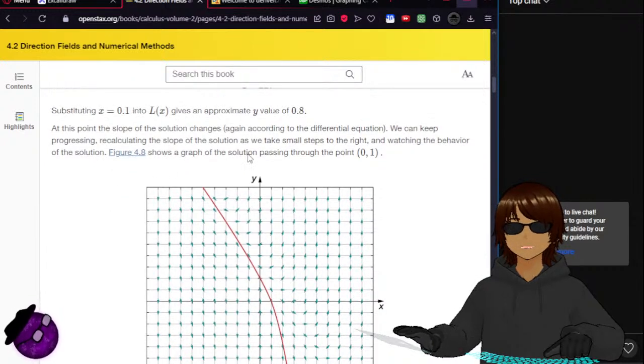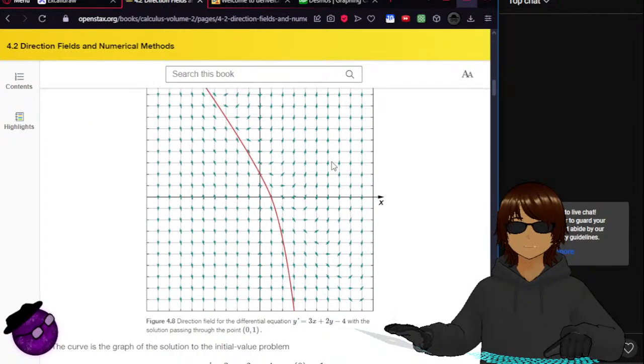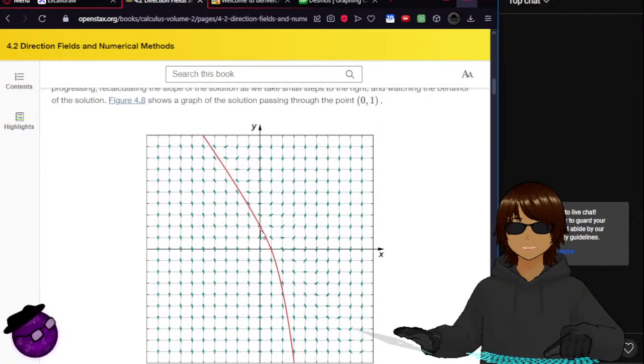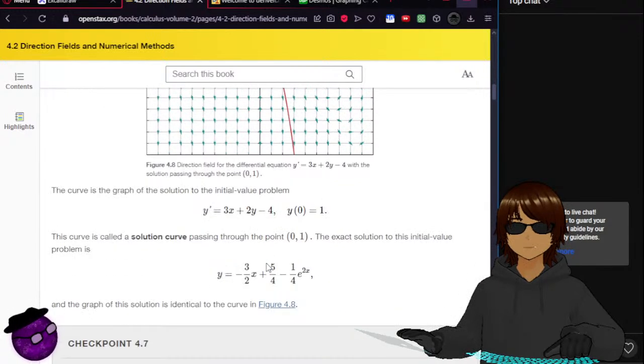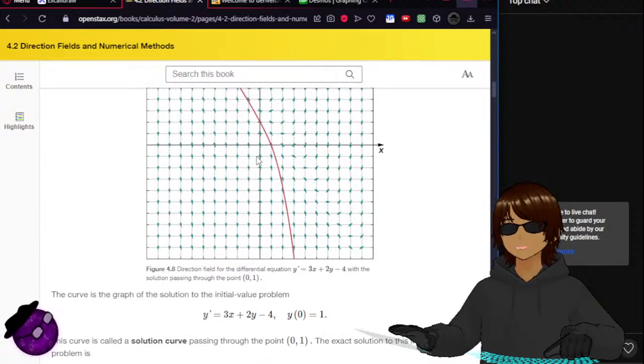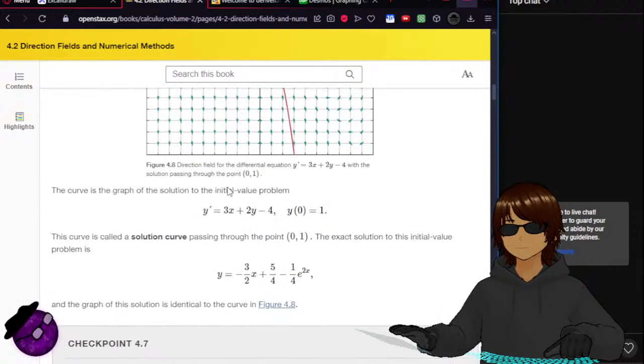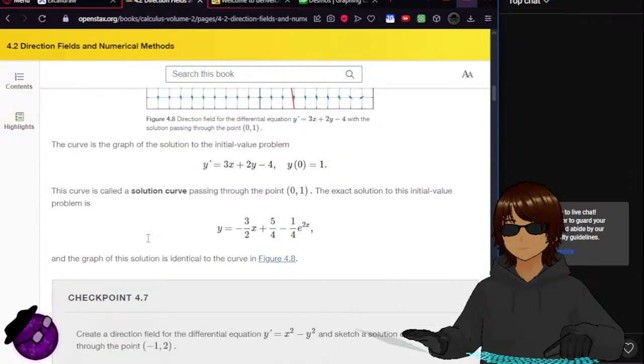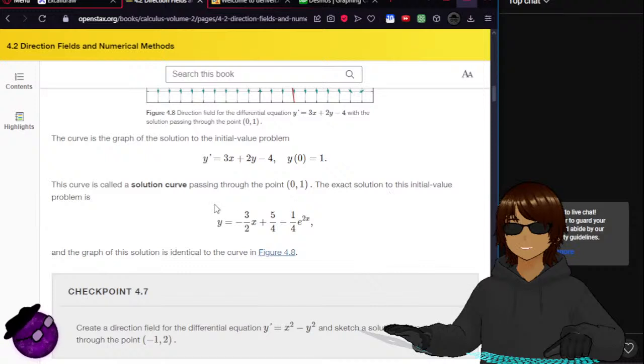Figure 4.8 shows a graph of the solution passing through the point 0, 1 and all the derivatives. All the arrows represent the derivative. The curve is the graph of the solution to the initial value problem derivative of y is equal to 3x plus 2y minus 4, where y of 0 is equal to 1. The exact solution to this initial value problem is y is equal to minus 3 over 2 x plus 5 over 4 minus 1 over 4 e to the power of 2x.